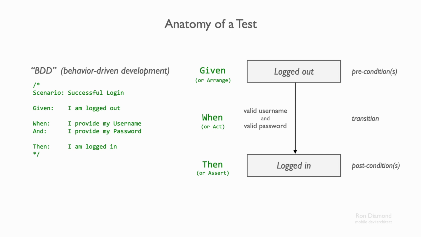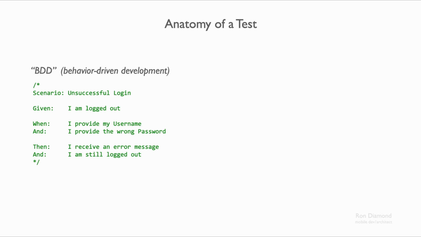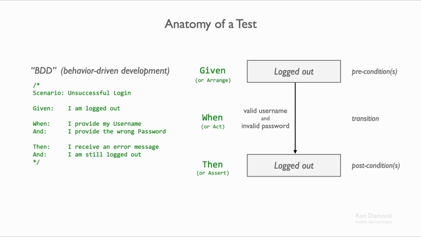Now, depending on the specific style of BDD, you may see other words used like arrange, act, and assert. But it's all the same thing. All right, let's look at another scenario. How about one possibility for an unsuccessful login?